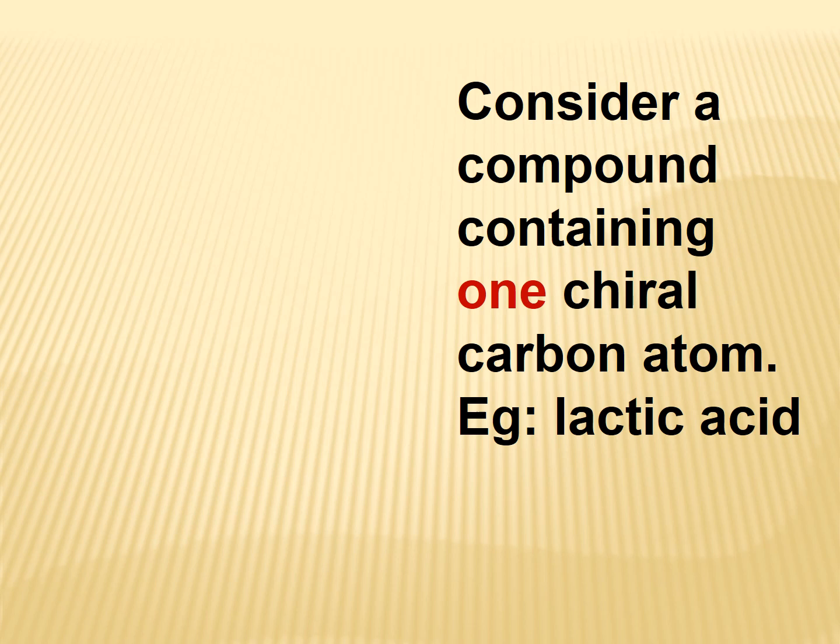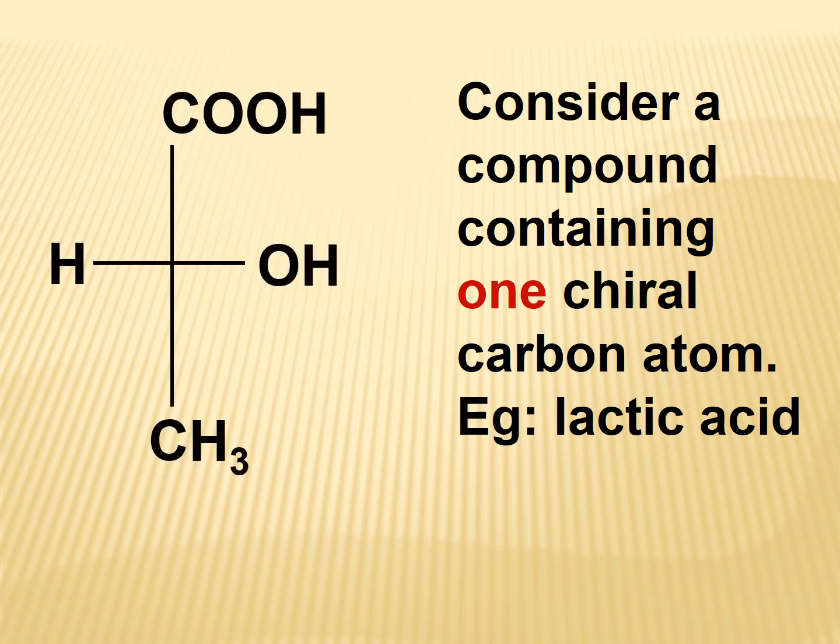Lactic acid contains only one chiral carbon, so it is very easy to understand the R and S system using lactic acid. So this is the Fischer projection of lactic acid. There are four groups here: the OH, the COOH, the CH3, and the hydrogen. This is the central carbon.